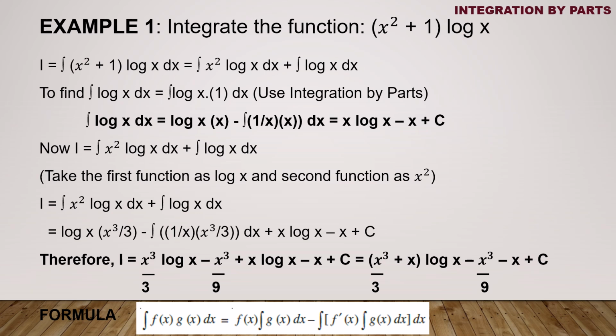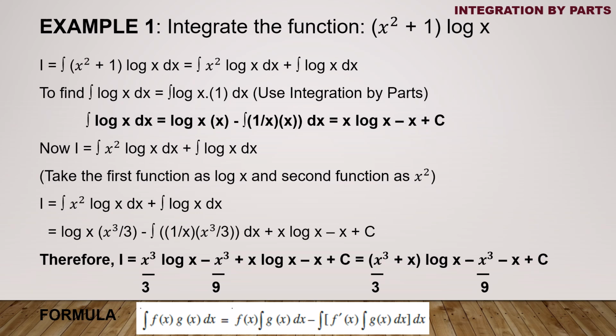So first of all, the first function as it is means log x into integral of x square, which is x cubed by 3, minus integral of f dash of x, derivative of log x is 1 upon x, into integral of again x square, which is x cubed by 3, plus already we know integral log x is x log x minus x. Now just put all the values.